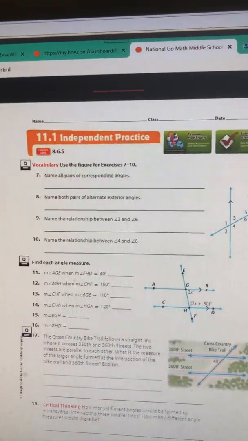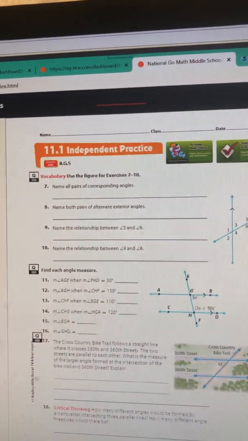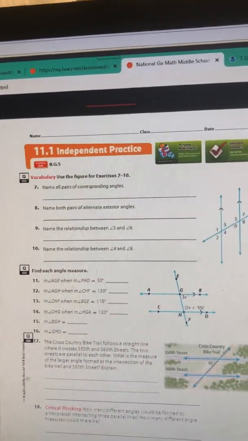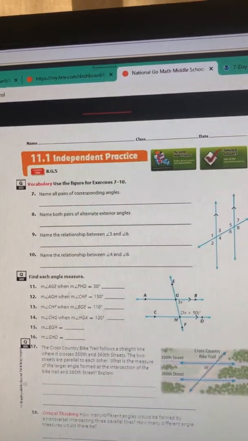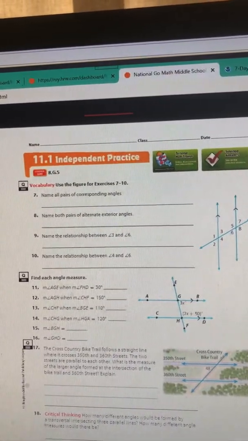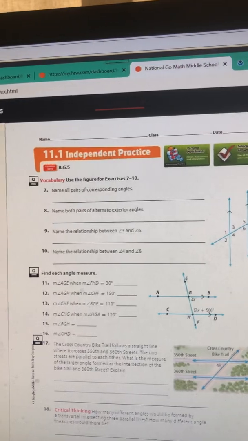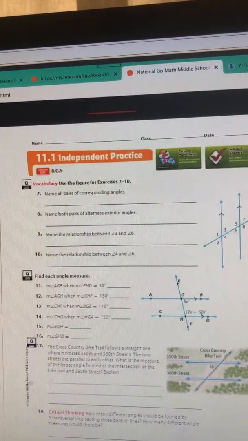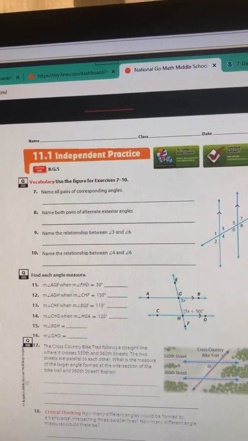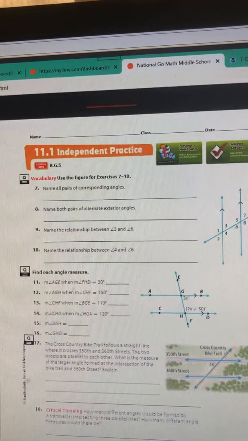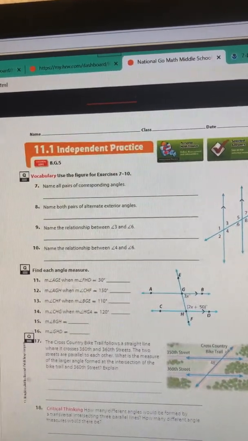Now for these ones here, we're going to be looking at this diagram over here, and it says the measure of angle AGE when the measure of angle FHD is 30. AGE and FHD are alternate exterior angles, so the answer is angle AGE is 30 degrees.